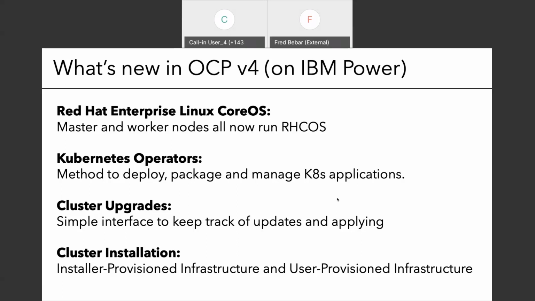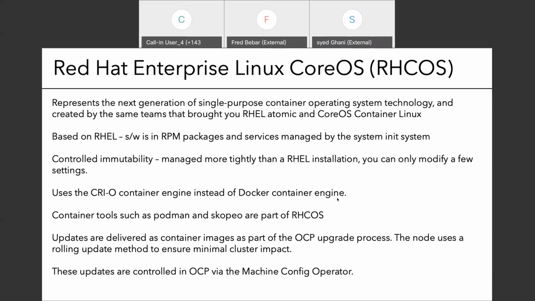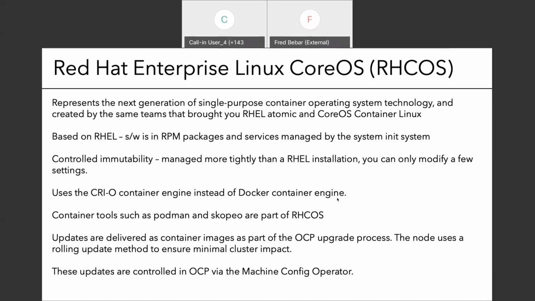So let's talk about the first major change since version 3, when we were running everything on RHEL, Red Hat Enterprise Linux. Red Hat Enterprise Linux Core OS, or just Core OS as we call it. They class it as the next generation because it's a single purpose operating system, and all it's there for is to operate as an operating system to manage containers. It's similarly based on RHEL in that the software is RPM managed and the services are managed by systemd, so it looks very similar when you log on.